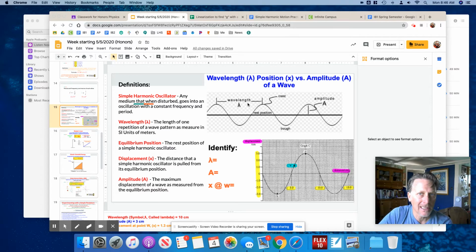We give the symbol lambda for wavelength. And it's just referring to any of the same repetition points of a wave, like this is crest to crest right here, could be trough to trough.